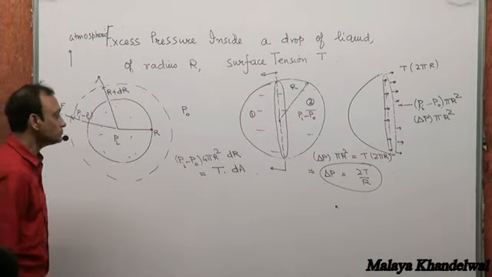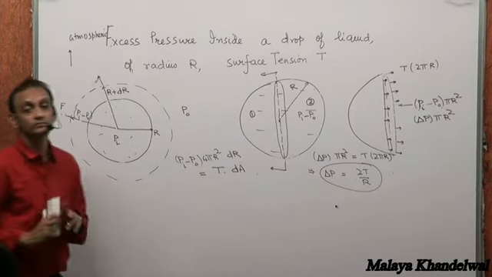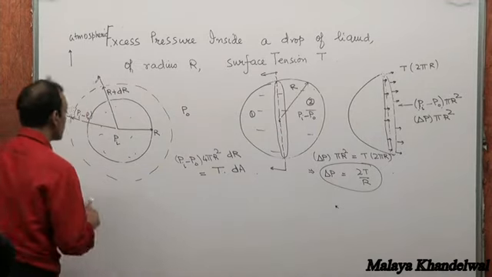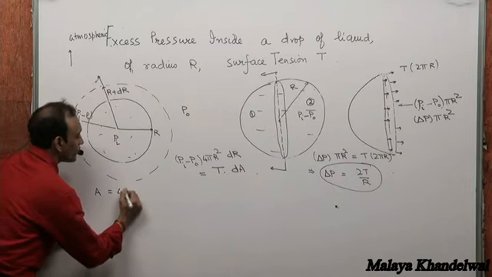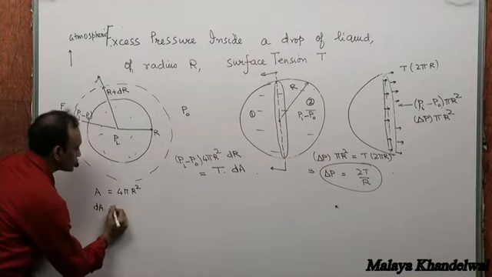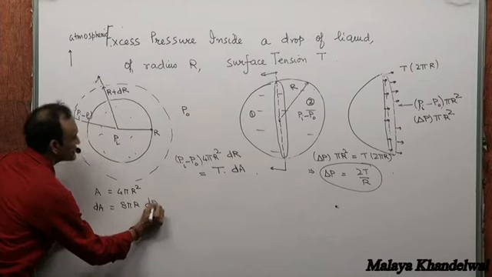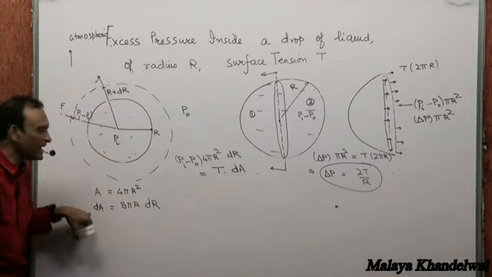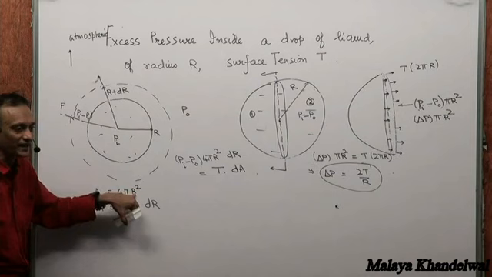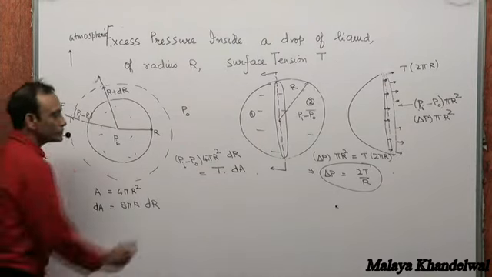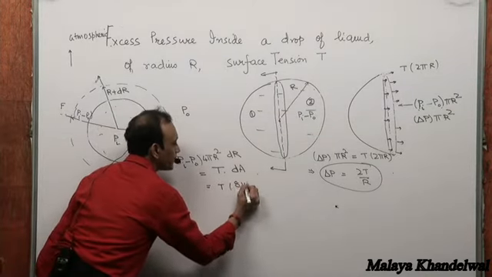Yes or no? What would this mean then? How does one compute change in area? Area is 4 pi r square. So dA is going to be 8 pi r dr. Algebra of differentials: dA by dr is going to be 8 pi r, so dA is going to be 8 pi r dr. So this is T into 8 pi r dr.